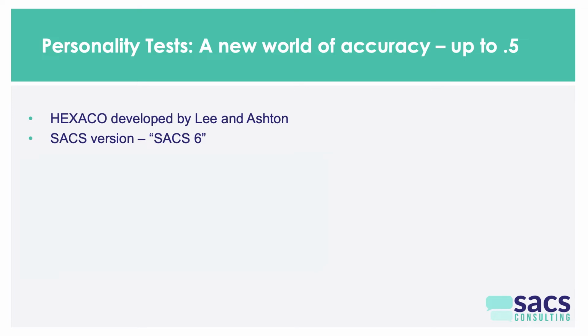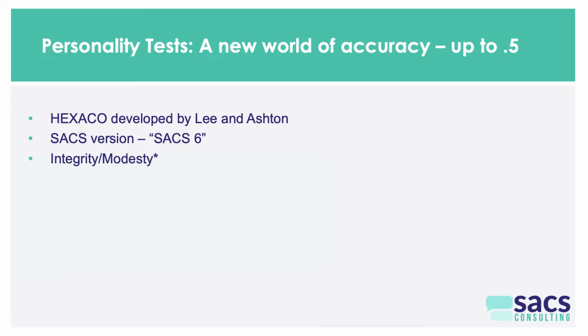In other words, the questions in the Lee and Ashton HEXACO are often worded about general life, like "I like to go to parties," or "I like to socialize," or "I'm a shy person," or whatever. In the SACS 6, all of the questions are about work. They're targeted specifically to work.